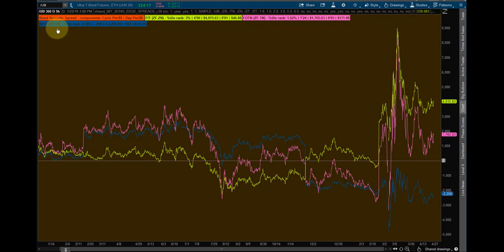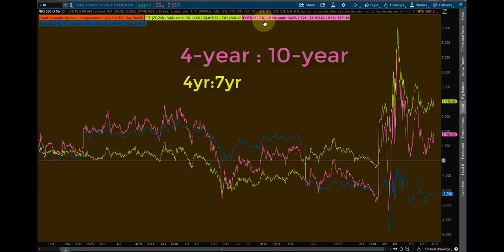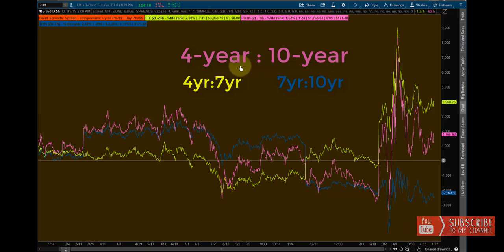The actual duration is going to be 4-year, 7-year; 4-year, 10-year; 7-year, 10-year. The important thing to understand is the pink line, 4-year to 10-year. That's the most amount of duration of any of the 3 charts, so it's 4 years to 10 years. Now 4-year to 7-year is going to be this yellow or fluorescent line, and then 7-year to 10-year is going to be the blue line.